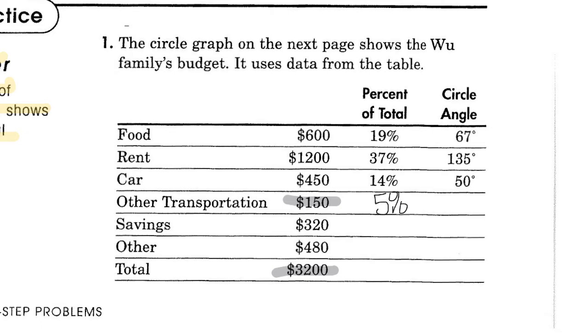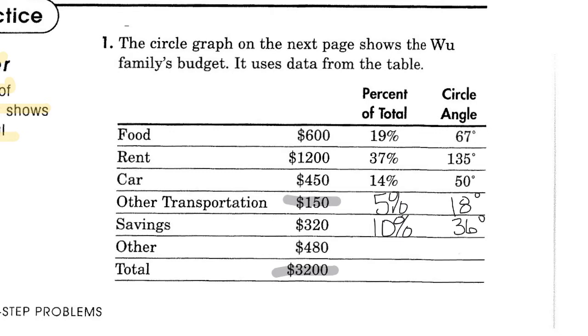Now, in order to get my degrees, I take my 5%, or the decimal of 0.05, and I multiply it by 360, and I would get 18 degrees. And then if I do the next one of savings, I take 320, I divide by 3,200, I get the decimal of 0.10. And if I change that to a percent, it would become 10%. If I multiply my 10% by 360, I get 36 degrees.